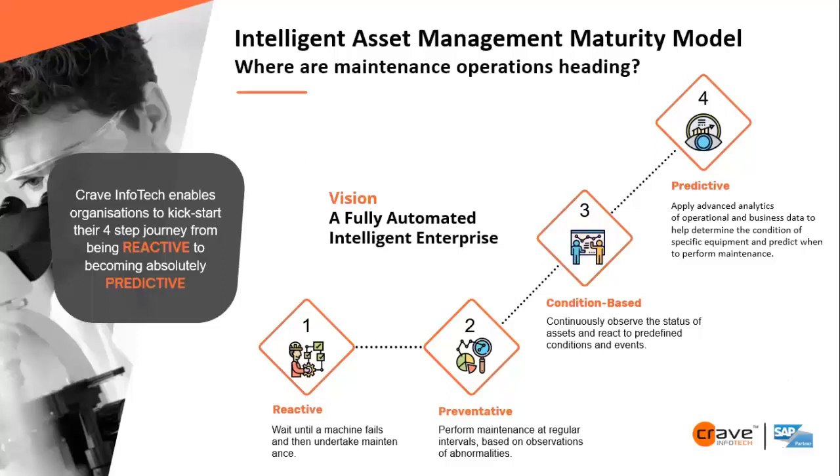So what is the solution? When we talk about intelligent asset management, this is the typical maturity model which we have to work on. Today, many organizations are still in reactive mode of maintenance. So the journey has to start from reactive to preventive to condition-based and predictive. These are the four stages of the maintenance maturity model, which ideally we would take you through with our expertise.